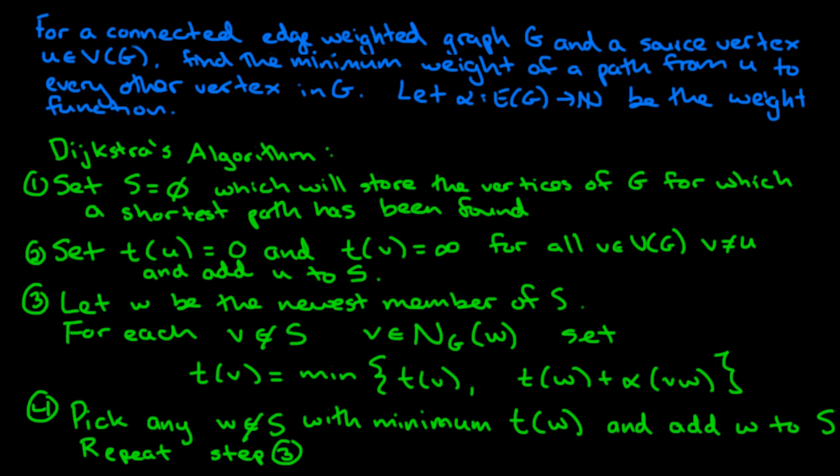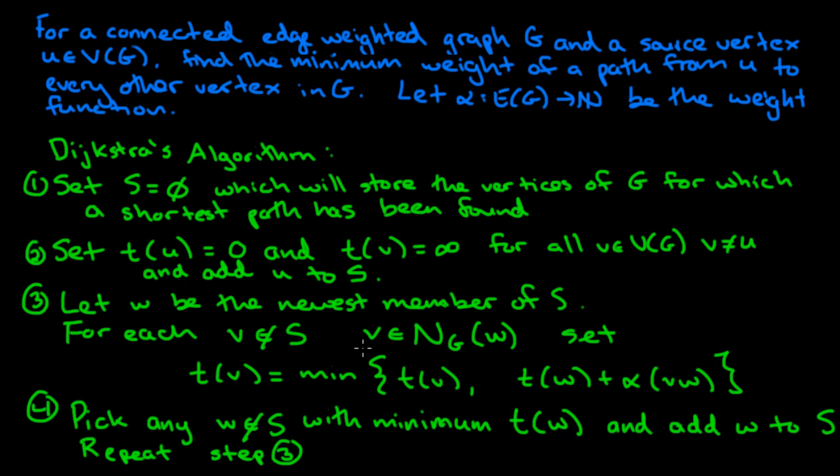Now that we've done the setup, the most important step is step number 3, because step number 3 is the step that ends up getting repeated over and over again. So what it says is if W is the newest member of the set S. Let's think about that for a moment. Right now, if we've just done step 1 and step 2, then the newest member of the set S would be the vertex U. But in general, whatever was the latest vertex that was added to the set S is what we want to look at. So for this latest vertex, we're looking at all of its neighbors.